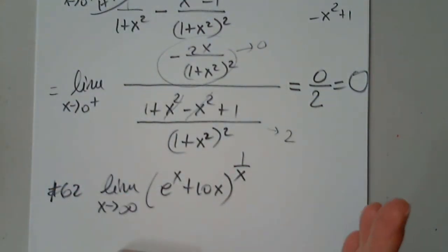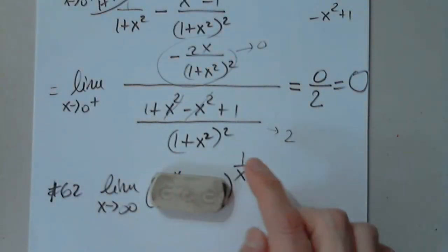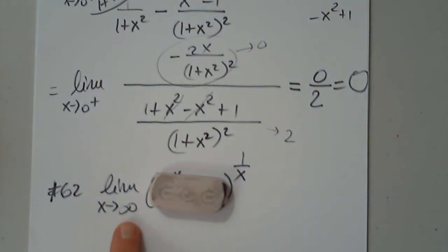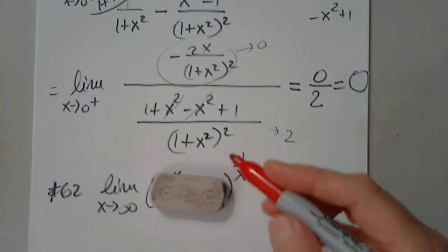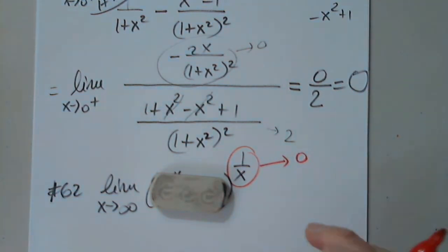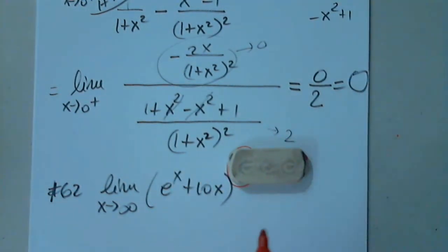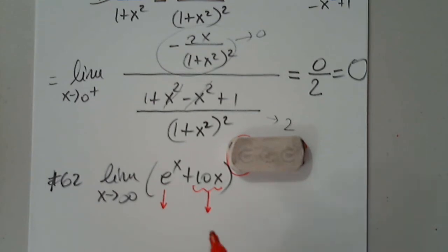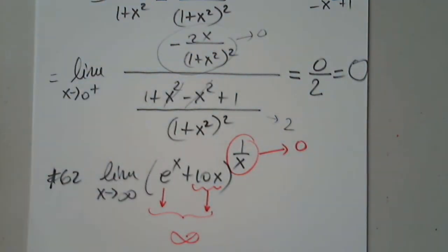Now we have to plug it in. So let's start with the power. As x approaches infinity, where is this going? 0. Perfect. As x approaches infinity, where is this going? And where is this going? And where is this going? Infinity. That's it. Which indeterminate case are we facing here?